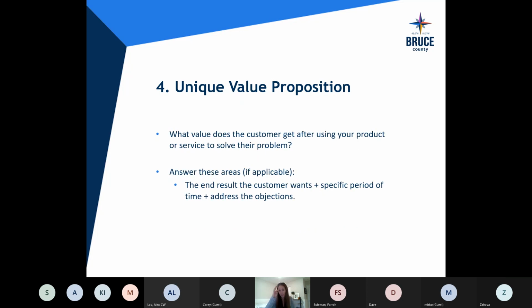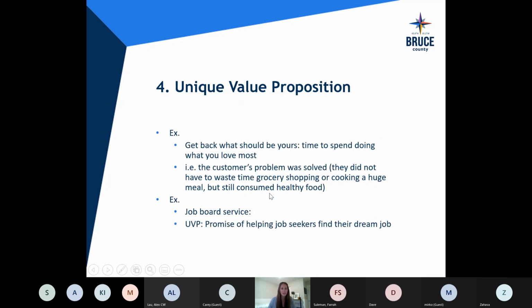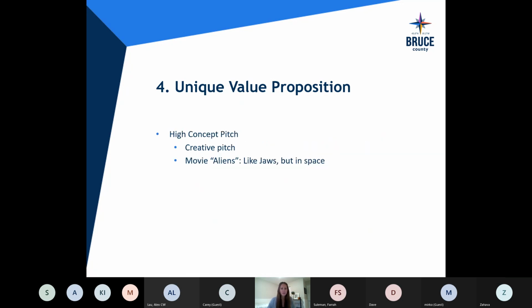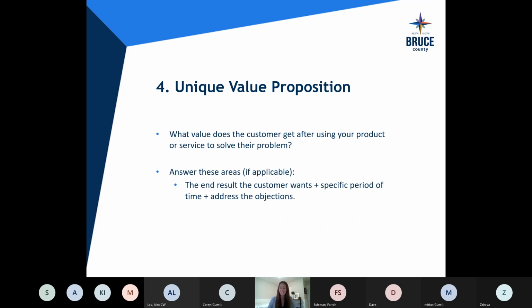We also have this neat thing here. It's not always applicable to every business, but you might want to consider something like this: taking the end result the customer wants, plus the specific period of time, plus addressing any of the objections. I guess I don't have that written down, so I'll just explain that one.